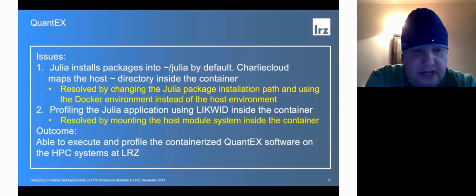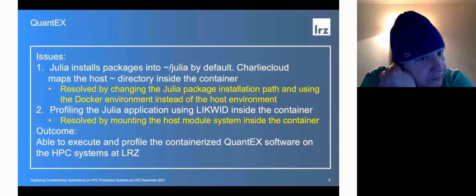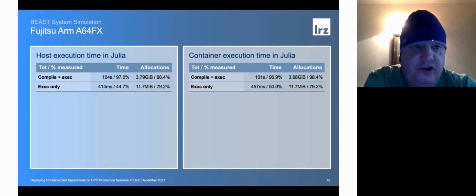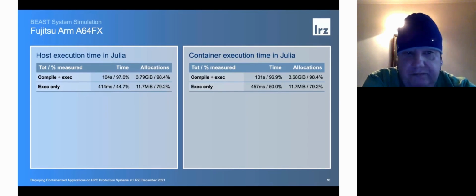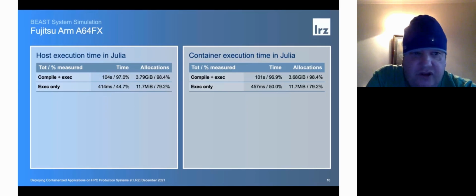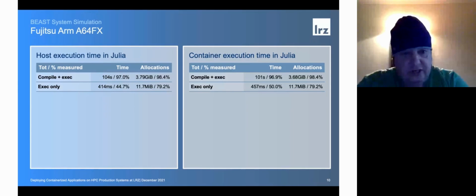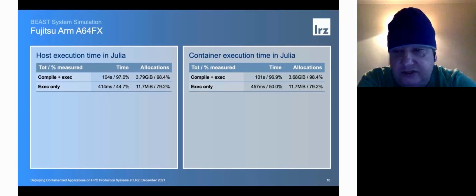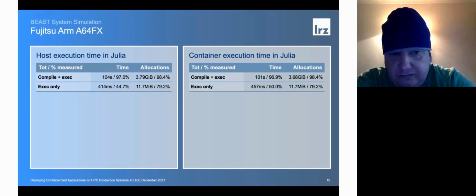So this is some of the examples of the execution. This was on a test Fujitsu system. And as you can see, the compile times and execution times are pretty similar. This information is only recorded inside Julia, not inside Likwid. So this is the actual runtime they're getting, and as you can see, the difference between the host and the container application is pretty close.